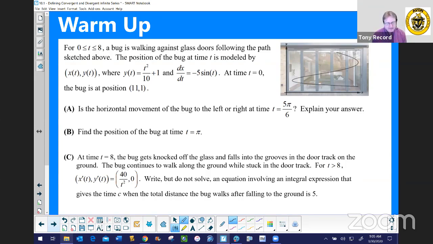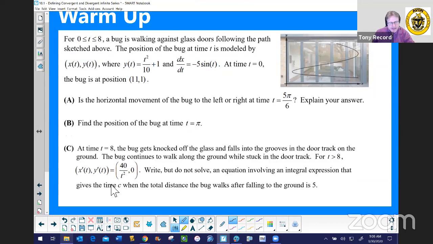So it says, for time between 0 and 8, a bug is walking against glass doors following the path sketched, in this case, to the right. The position of the bug at time t is modeled by x of t, y of t, where y of t is t squared over 10 plus 1, and dx over dt is -5 sine of t. At time t equals 0, the bug is at position (11, 1). And you were asked to find 3 different things.